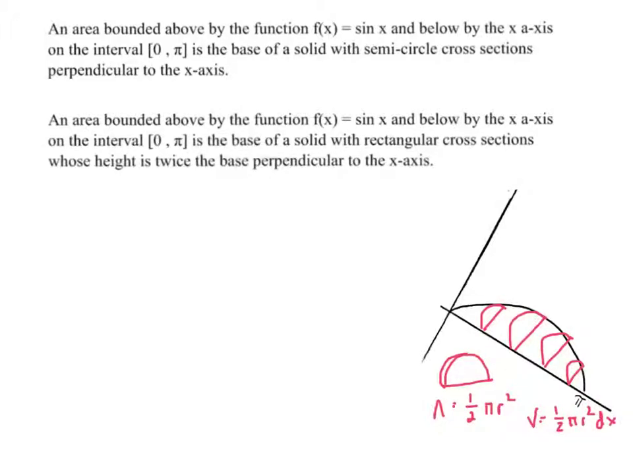So we go to integrate this. When we do it up here by the problem, we're going to have the 1/2 pi out front because it's a constant multiplier, integrated from 0 to pi. Now, what's tricky here is that the function sine does not represent the radius. The function represents the diameter. So we need to take our function and divide it by 2, then square it.